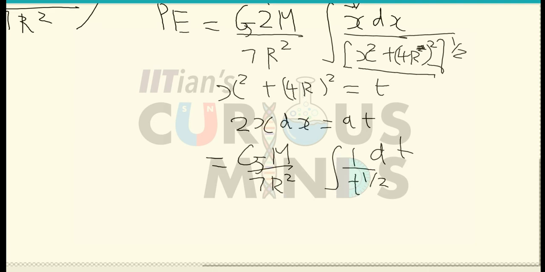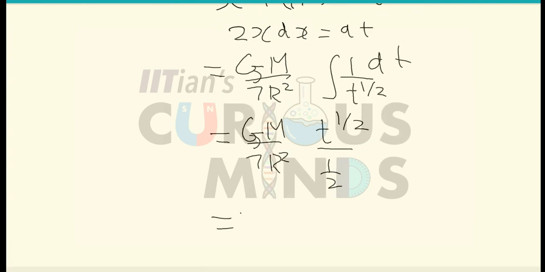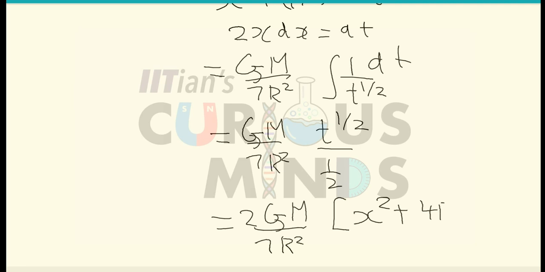So it will be t raised to half. When t raised to half goes in the numerator, it will be t raised to minus half. When I integrate this part, it will be t raised to plus half divided by half. So 2 will go in the numerator, and it will be equal to 2gm divided by 7r square into t raised to half. Let me again substitute the value of t: x square plus 4r the whole square raised to half. I can say that this is the value of the given part.